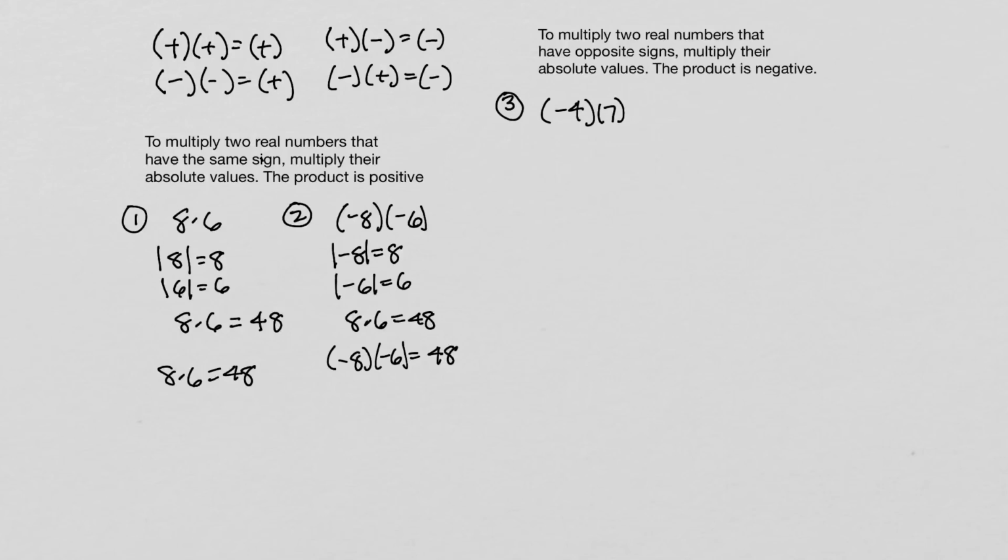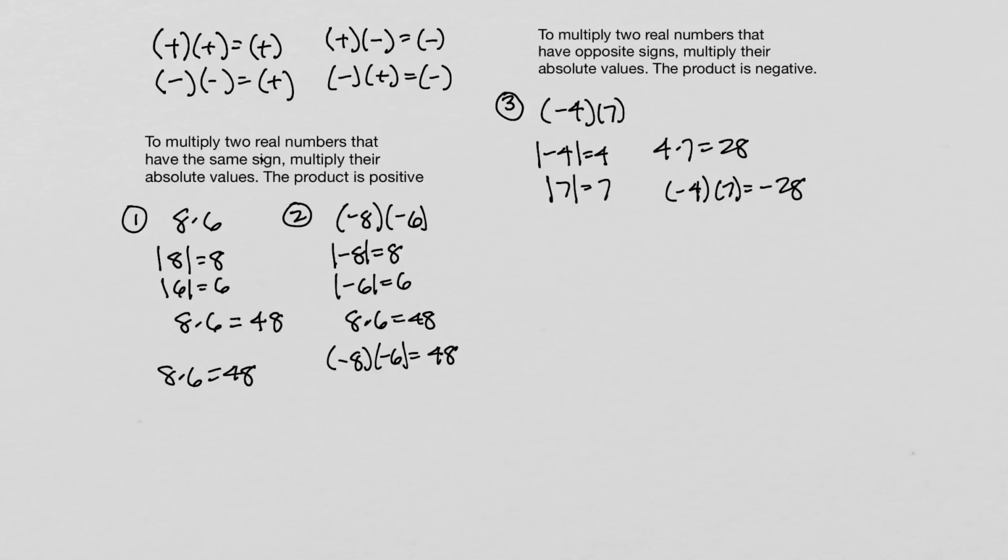So we're going to take two numbers with opposite signs, right? A negative and a positive, and multiply them together. So according to the rule, we multiply their absolute values. So what we're going to get here is the absolute value of negative 4 is 4. The absolute value of 7 is 7. And if we multiply these absolute values, we'll get 4 times 7 is 28. But the product is negative. So we're going to now conclude that negative 4 times positive 7 is negative 28.